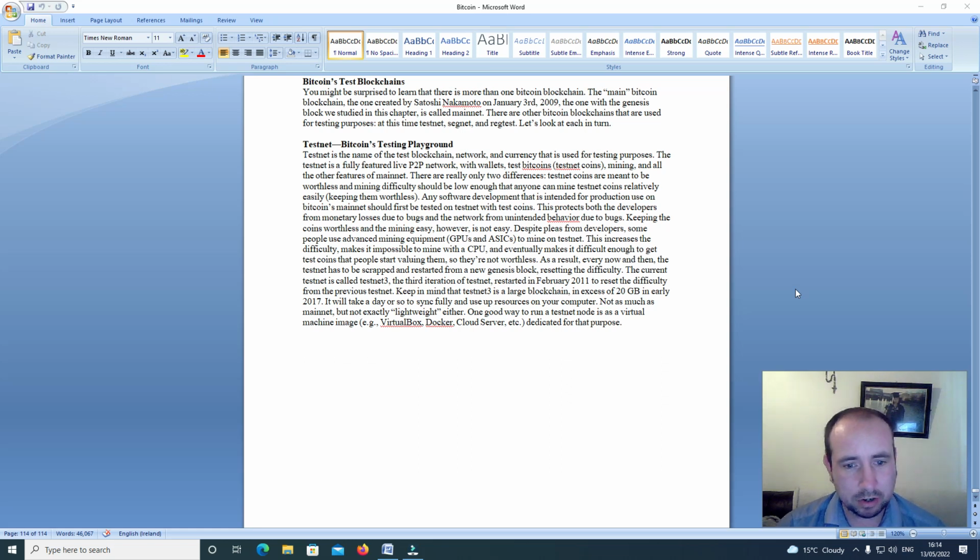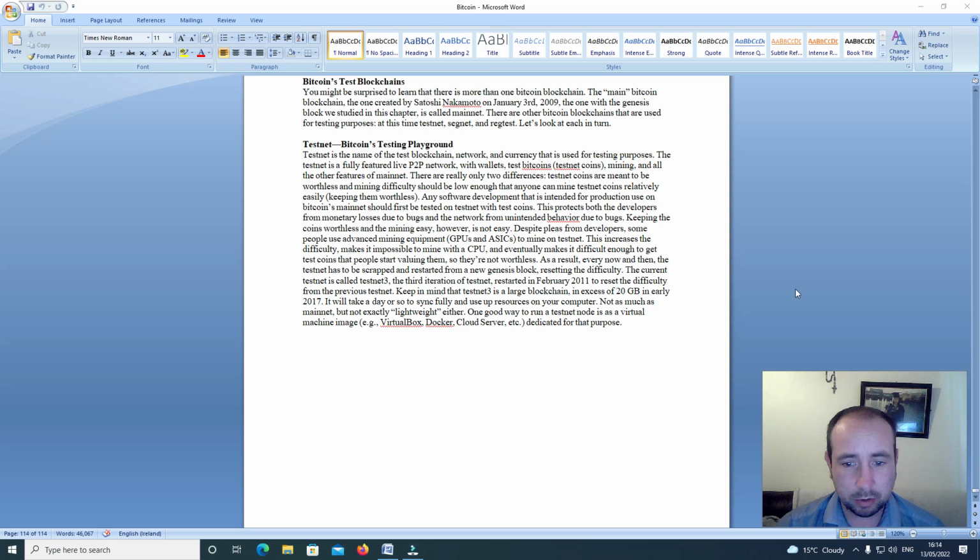The third iteration of testnet restarted in February 2011 to reset the difficulty from the previous testnet. Keep in mind that Testnet 3 is a large blockchain in excess of 20 GB. In early 2017, it would take a day or so to sync fully and use up resources on your computer. Not as much as mainnet, but not exactly lightweight either.